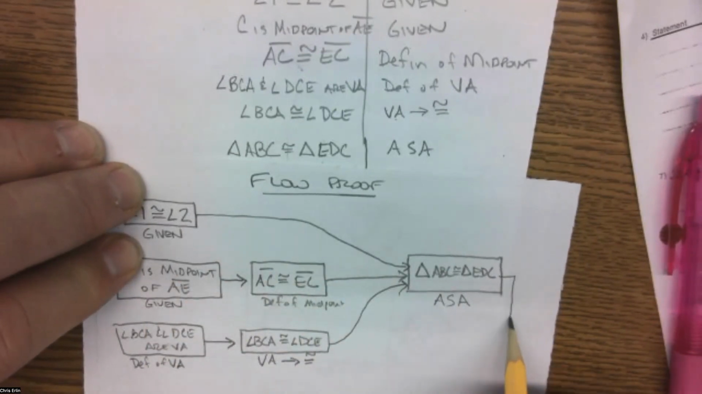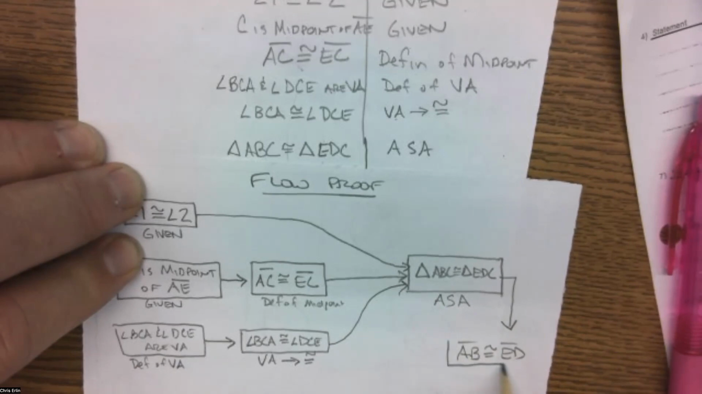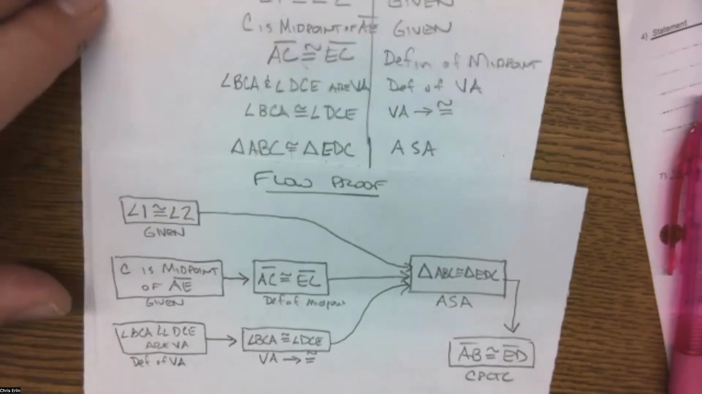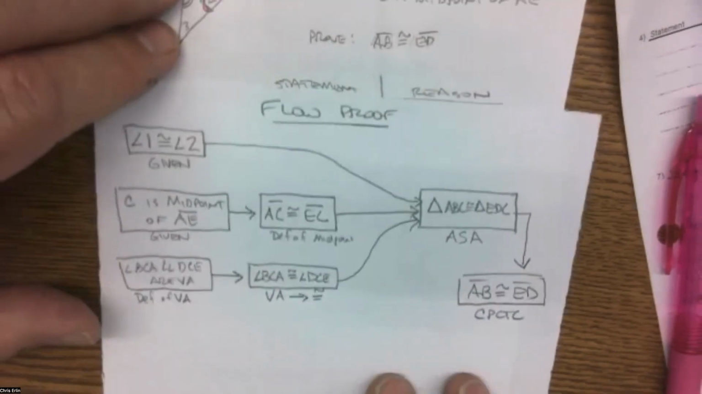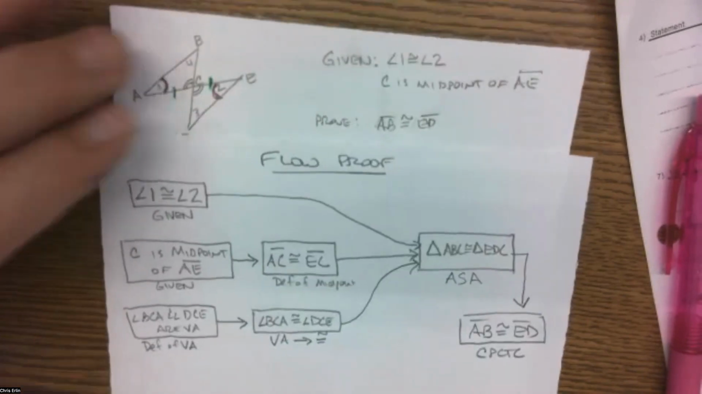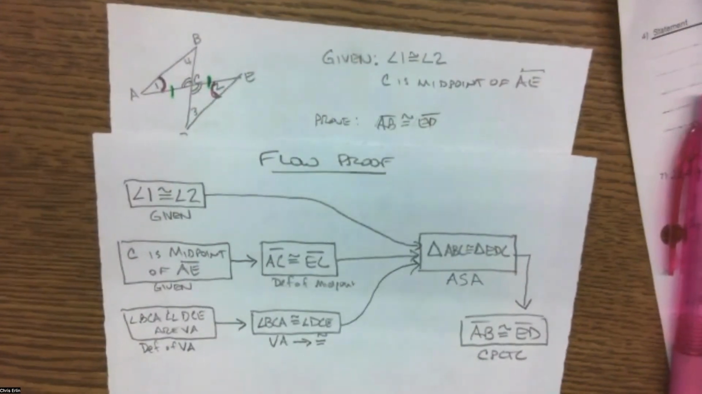One more step is to come out and say, what I really wanted was to say that AB is congruent to ED. And what's my reason for this? CPCTC. It does the same thing. It has all the same information, but it's in a different format.